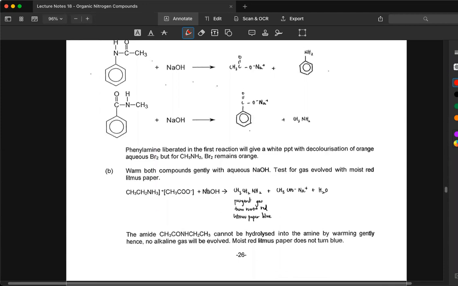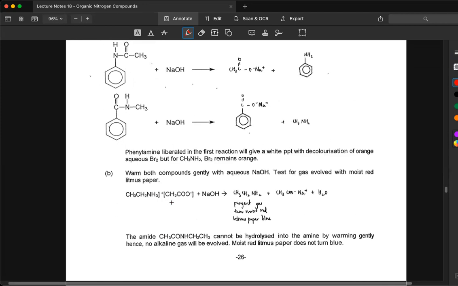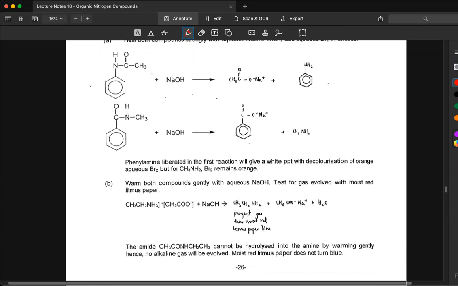If you warm this, you liberate the ethylamine. It will turn litmus paper from red to blue and the pungent smell evolves. NH2, then this one CO minus Na plus, and the water comes out, H2O, correct.